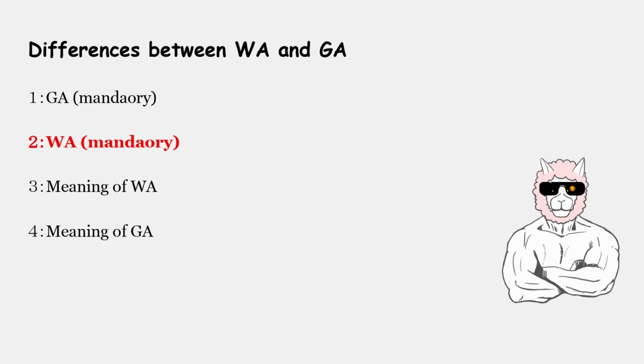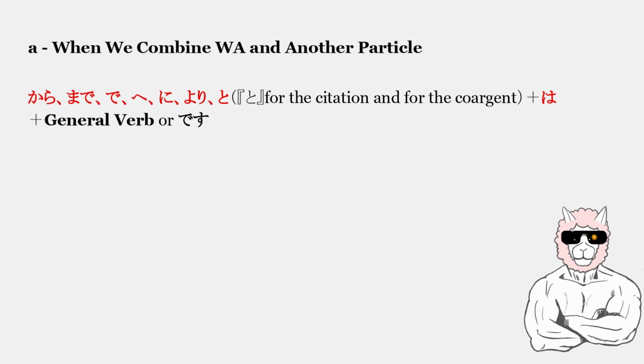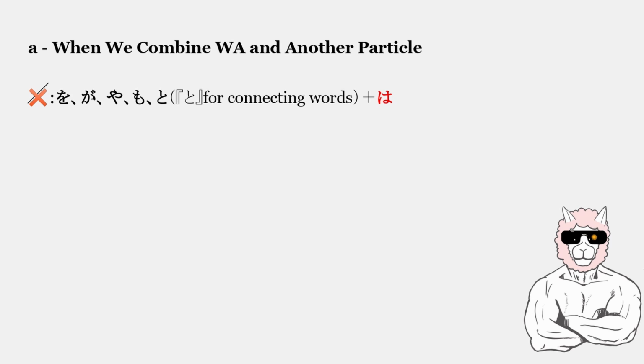And now we will see mandatory は. There's only one condition for the mandatory は: it's when we combine は and another particle. So this is a list of the particles which we can combine with は, so から、まで、で、え、に、より、と. They can have both the general verbs and the verb です. Here is a list of the impossible particles to combine with は.